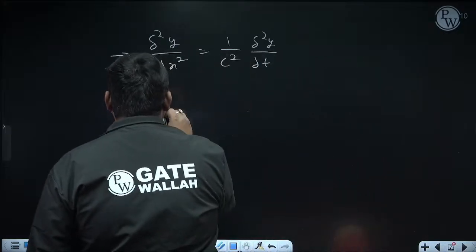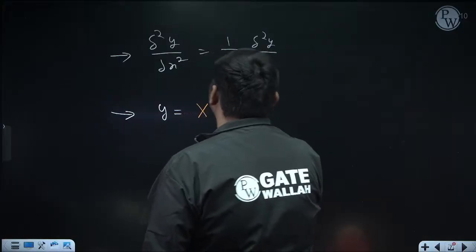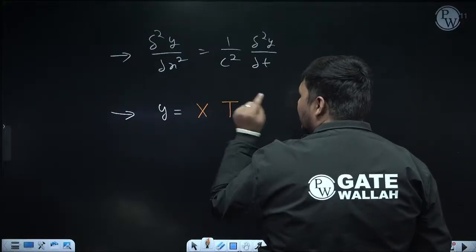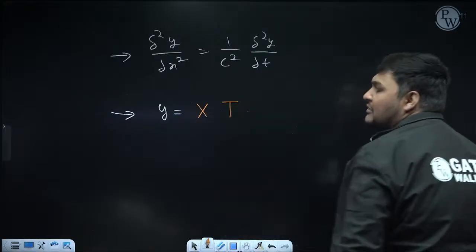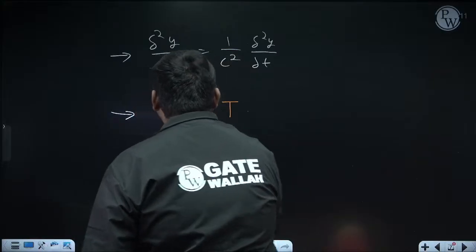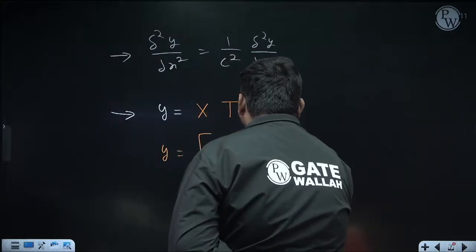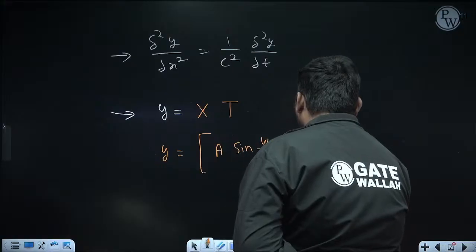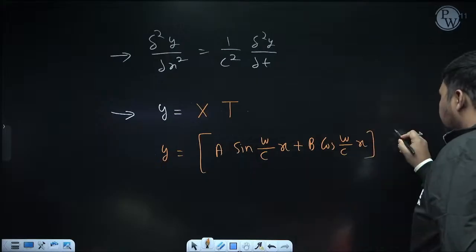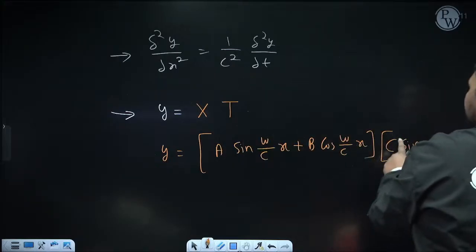when you solve this equation, y will come as a function of x and as a function of time. Suppose the expression of y which is coming as a function of x is this part, and the term which is coming as a function of time is this part. Just for understanding, I am writing like this. Now if you solve this equation, ultimately the equation of y will come like this: A sin(ωx/c) + B cos(ωx/c), multiplied by capital C sin... This capital C is not this c, it is a constant C.